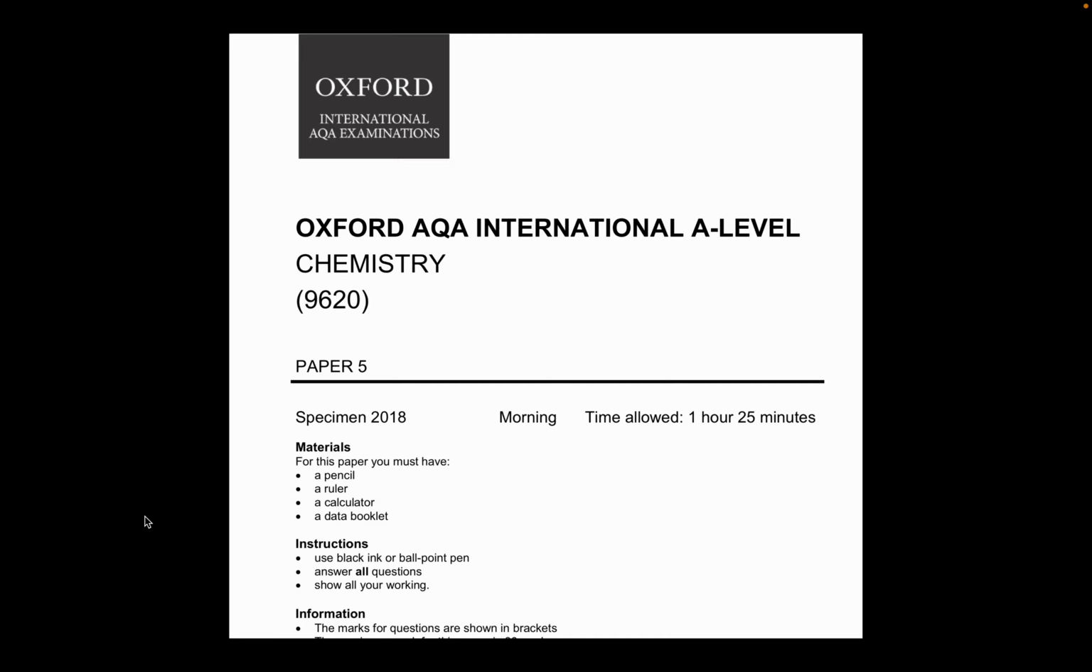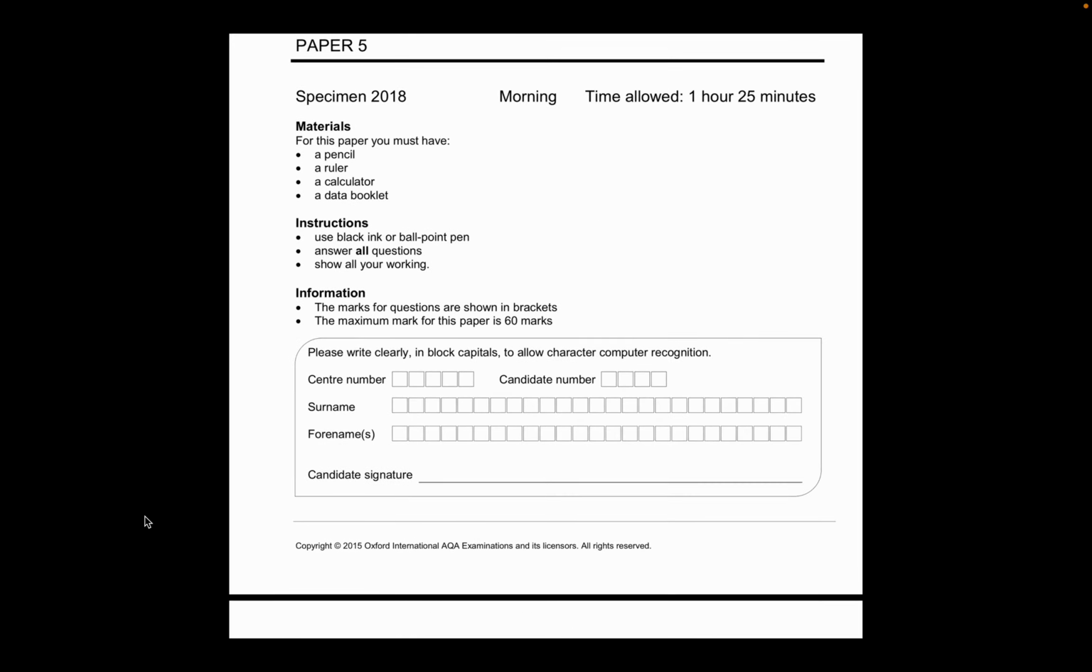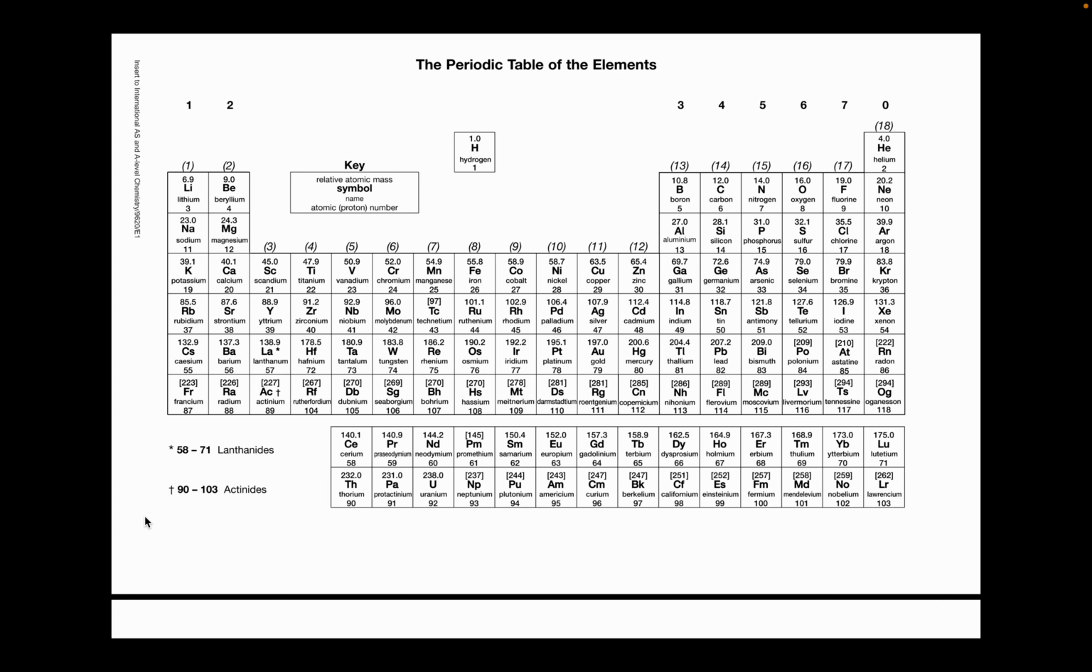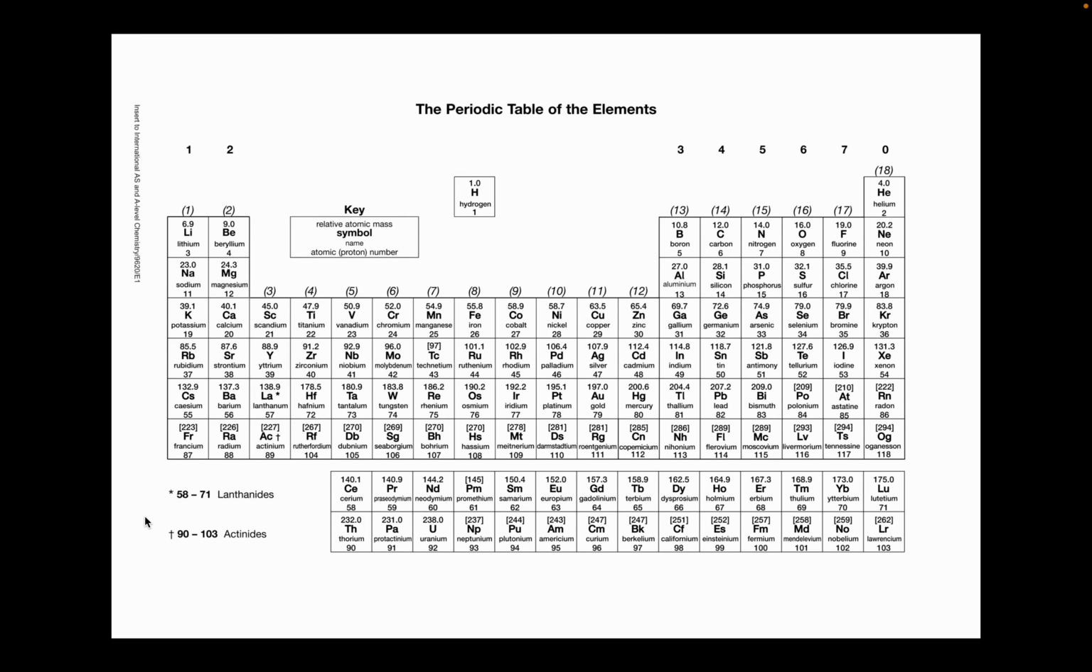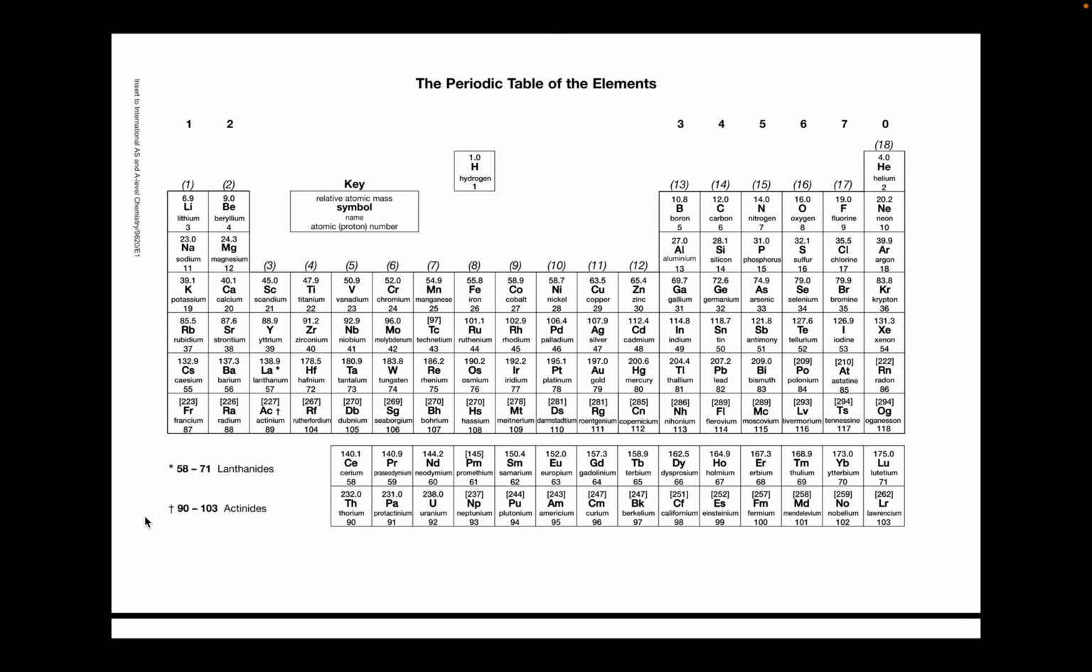All right, so the materials that you need for this paper are a pencil, ruler, calculator, and data booklet. By the way, the data booklet will be given to you in the exam. It's not a formula booklet. It's more of an insert sheet. This is how the insert sheet is going to look. It's more of a periodic table of elements.